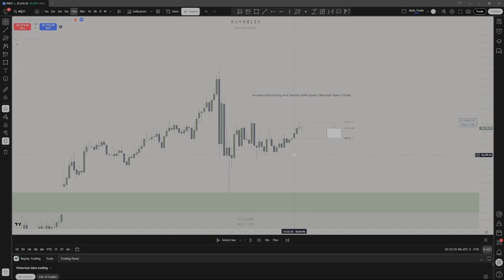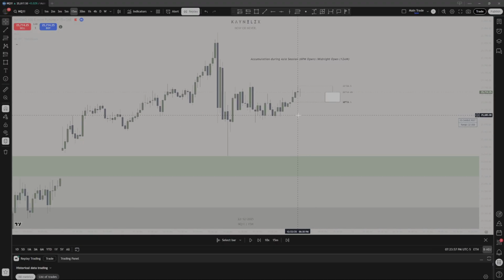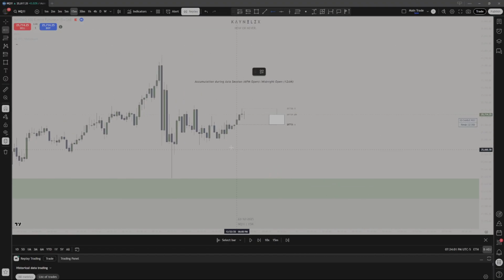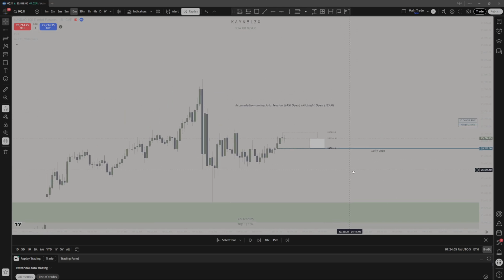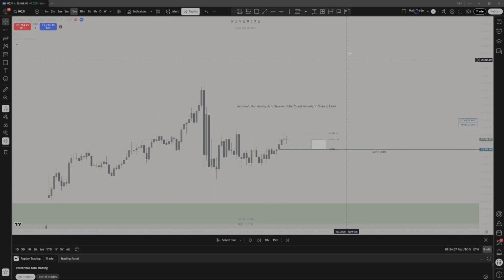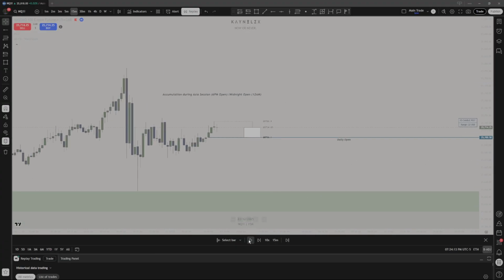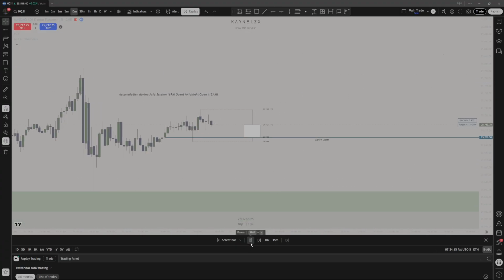So, as you can see, we have opened up Asia session, daily open, and we're already creating a bunch of accumulation here. You can use this. This counts as part of the accumulation range. So let it play out.